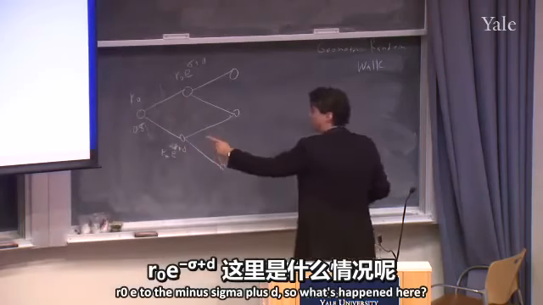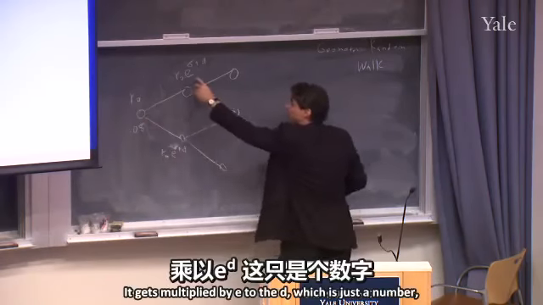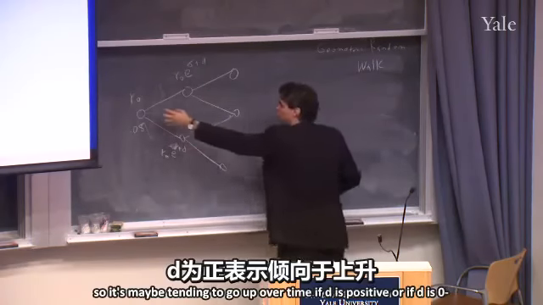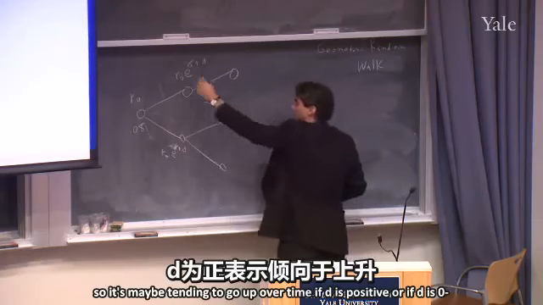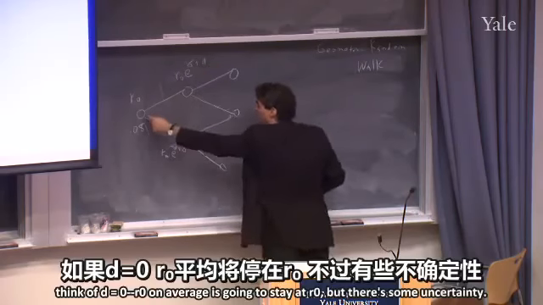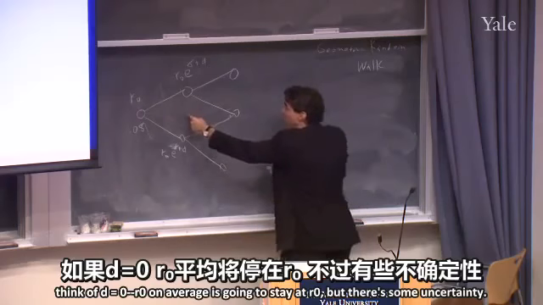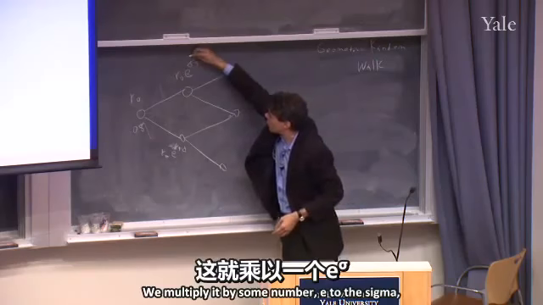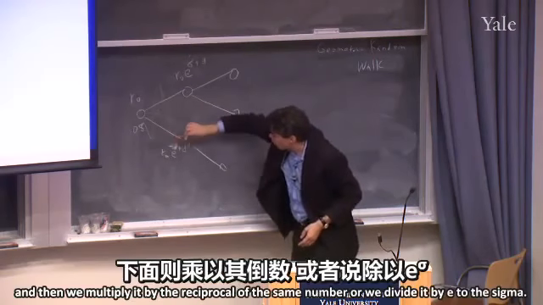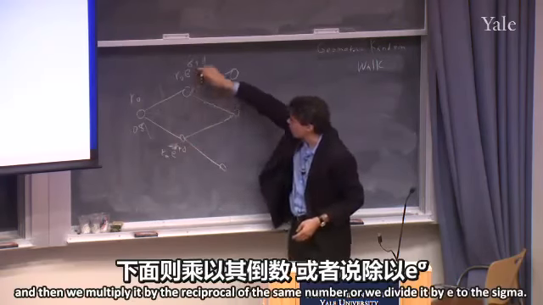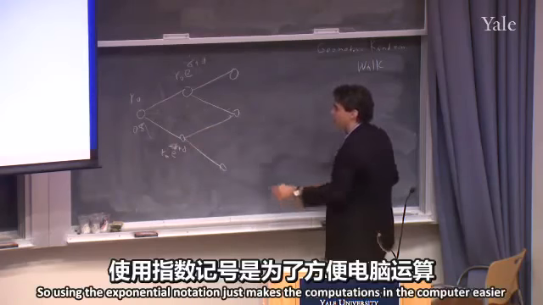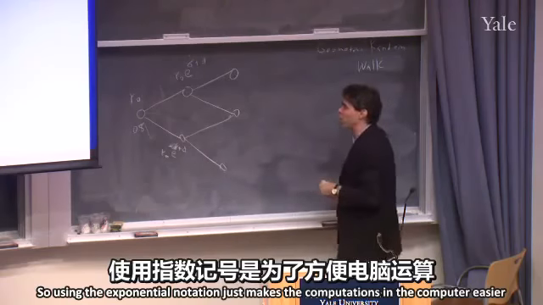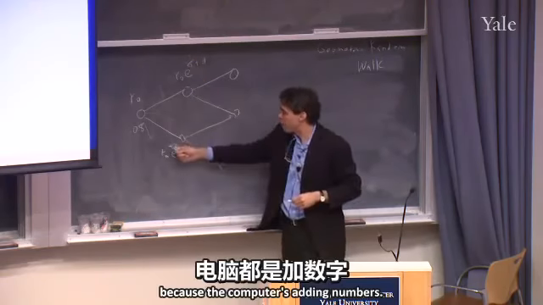Okay, so what's happened here? The interest rate started at 8%. It gets multiplied by e to the d, which is just a number. So it's maybe tending to go up over time if d is positive, or if d is 0, think of d as 0, R0 on average is going to stay at R0. But there's some uncertainty. Maybe the interest rate goes up. We multiply it by some number, e to the sigma, and then we multiply it by the reciprocal of the same number. We divide it by e to the sigma. So using the exponential notation just makes the computations in the computer easier because the computer is adding numbers.